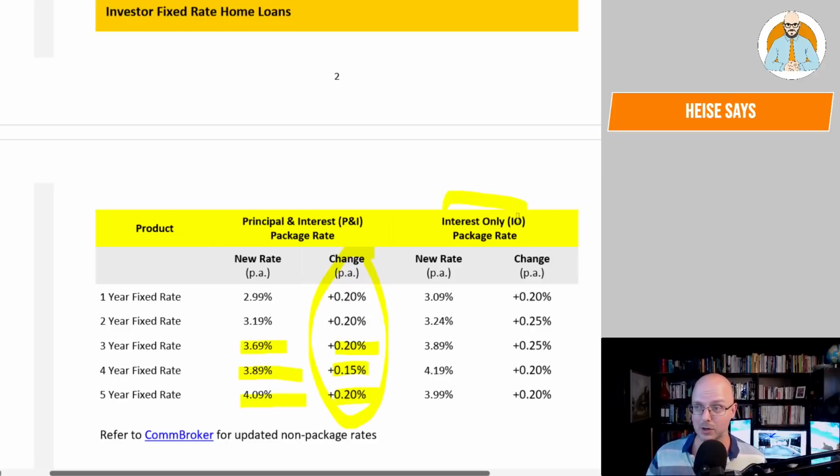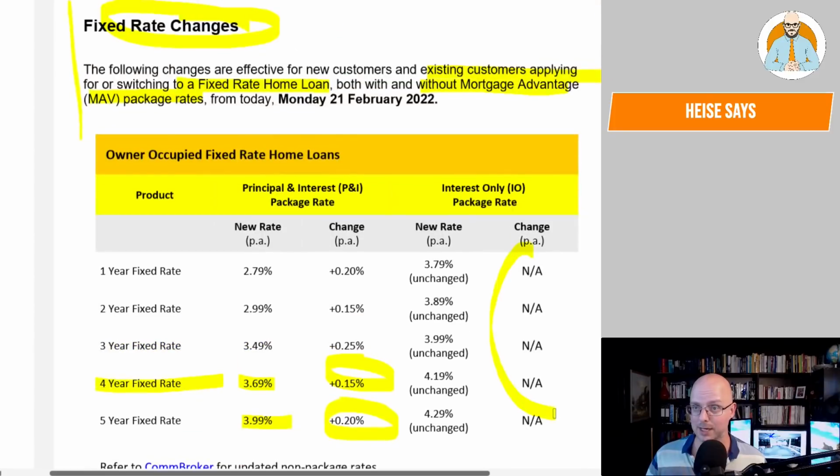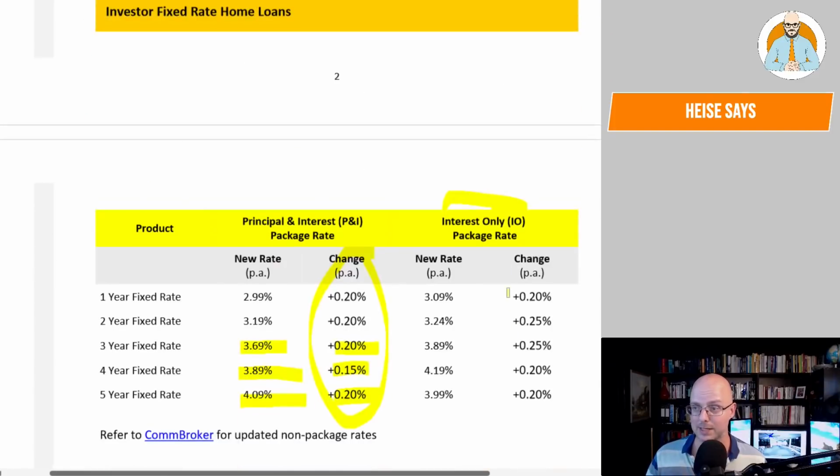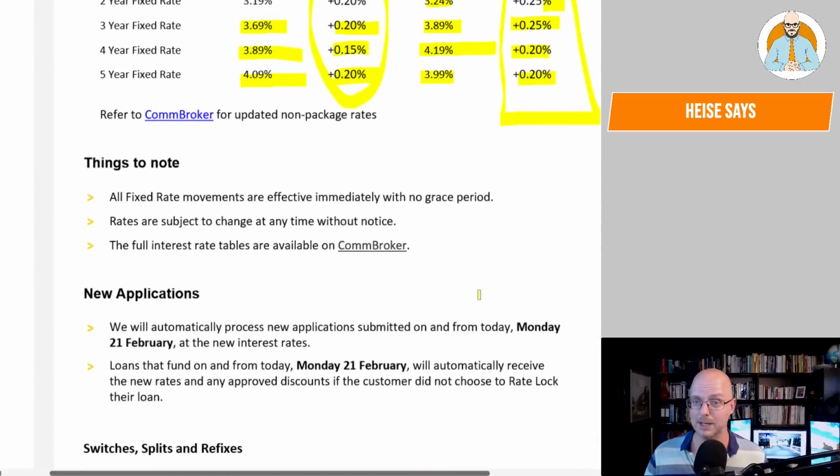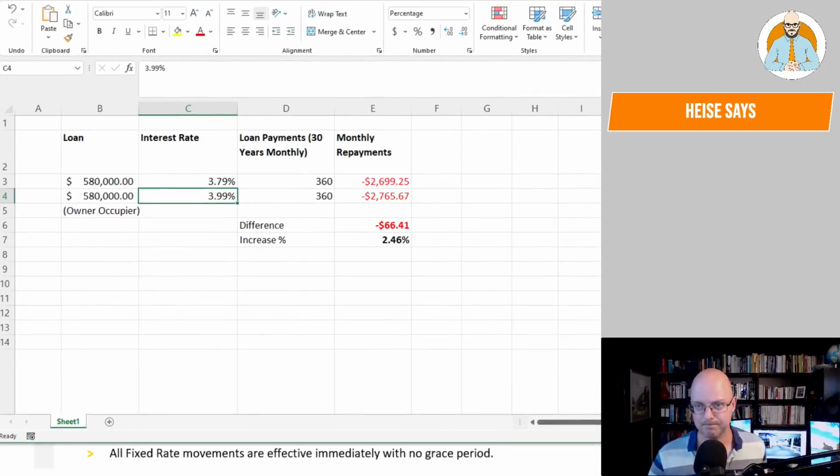Now, the interest-only packages, notice how they didn't go up for any of the owner-occupiers, but for investors, up the most, 20 points, 25 points, 25 points, 20 points, 20 points. So they're a little bit lower there than their five-year fixed, but there you go, 4.19 for 4 years, 3.89, 3.24, 3.09.